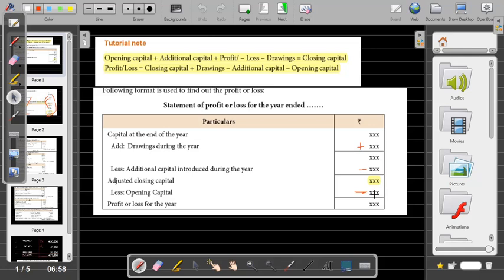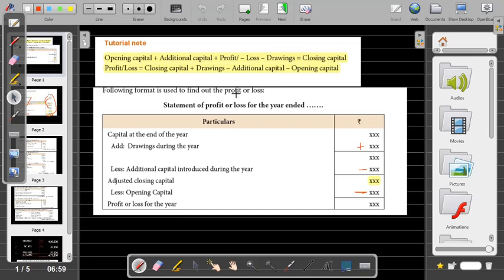If the opening capital is less than the adjusted closing capital, then it is a profit. If the opening capital amount is more than the adjusted closing capital, then it is going to be a loss. So this is the main format that you have to use to find out the profit or loss when accounts are maintained under the incomplete system or single entry system.